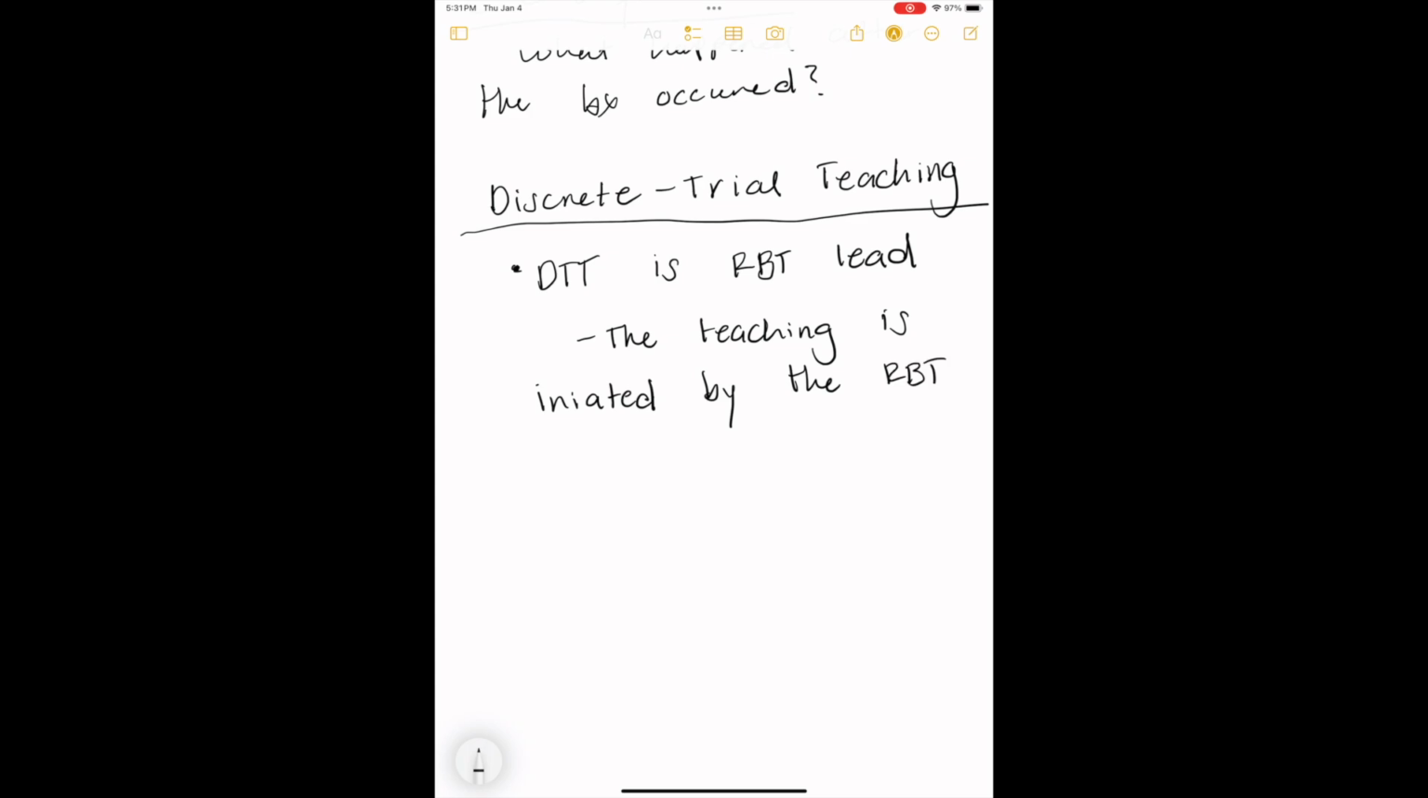DTT commonly takes place at the table. Yeah, it doesn't only have to take place at the table. You can do it really anywhere else. But if they say where would it take place, you're gonna say it more often takes place at a table.